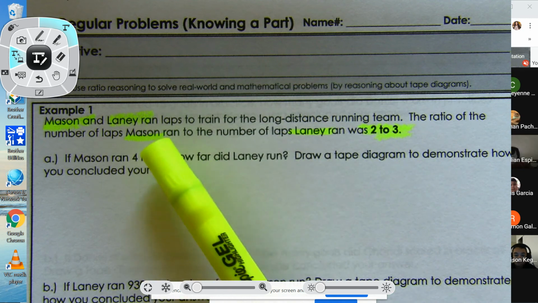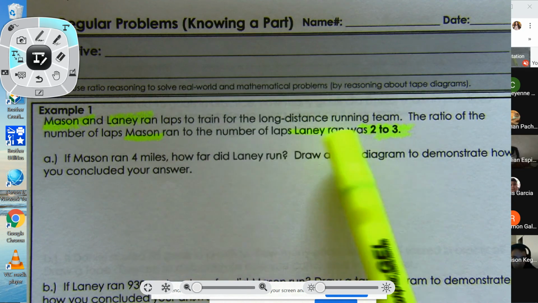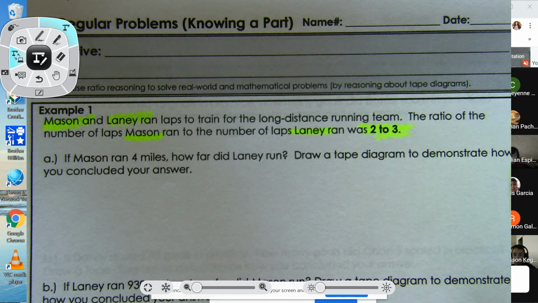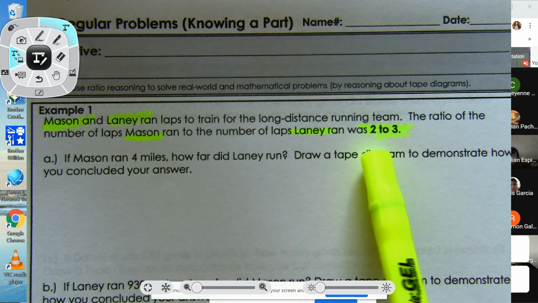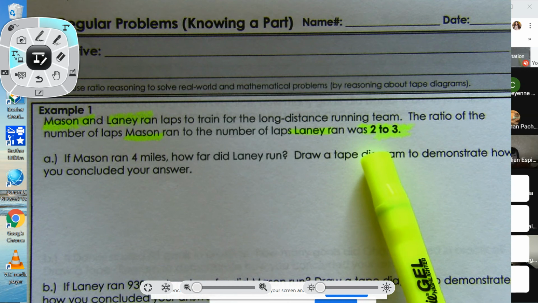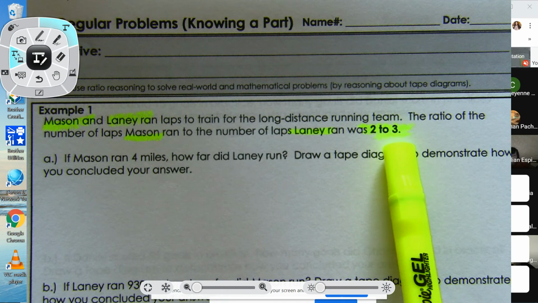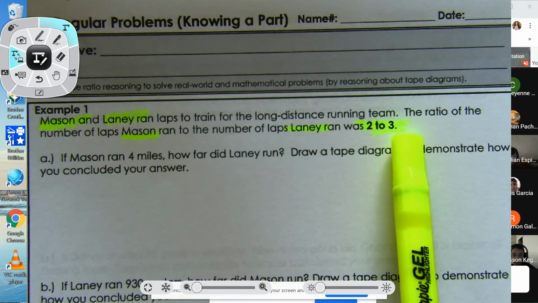So who's running faster, Mason or Lanny? If Mason is running 2 laps and Lanny is running 3, who's running faster? Can you please put that in the chat? Is it Mason or Lanny? Who's running faster? Yes, Lanny is running faster. He's 1 lap ahead of Mason. So he basically lapped him and is running a little bit faster than him.